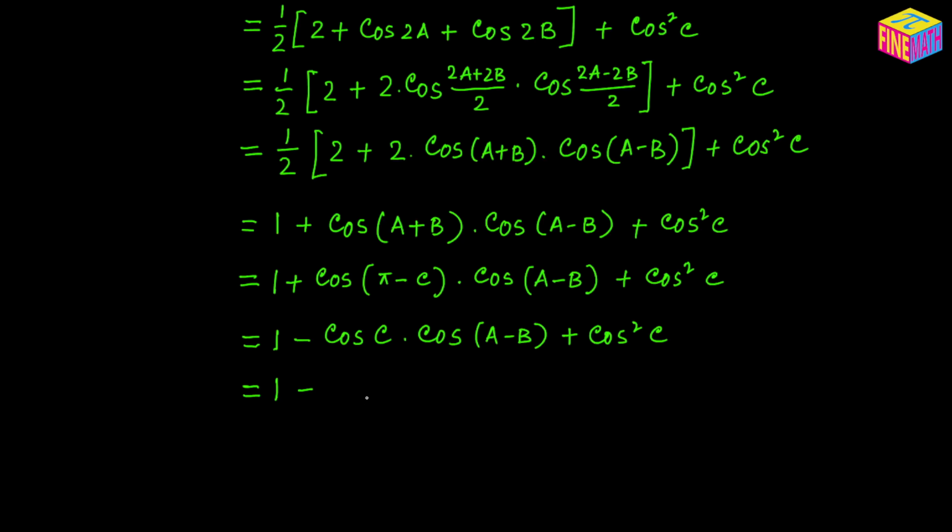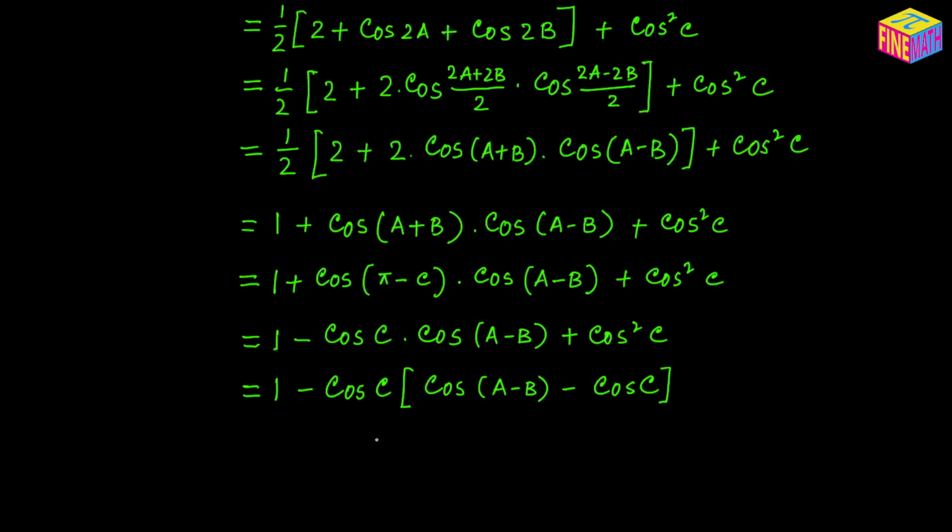Then minus, if we take a negative cosine of C as a common factor, so we can say cosine of C, that's the common factor, and then within bracket we will have cosine of A minus B and then minus cosine of C, because we have already taken negative cosine of C as the common factor. So the remaining portion of the third term will be negative cosine of C.